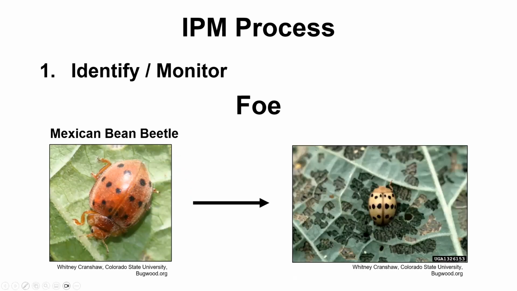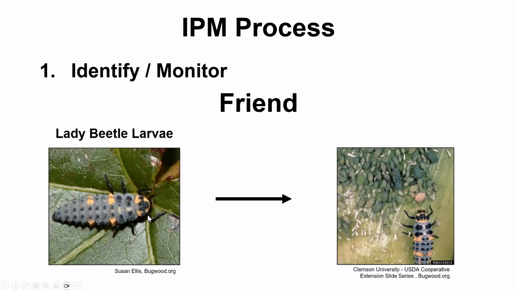It is actually a lady beetle, which is why probably many of you thought it was a friend. It is a lady beetle. It's just a lady beetle that is not predatory, that is herbivorous, so it's eating plants. So it appears on bean plants, and instead of eating the aphids, it eats the plant. This is a lady beetle larvae, and this is a friend.